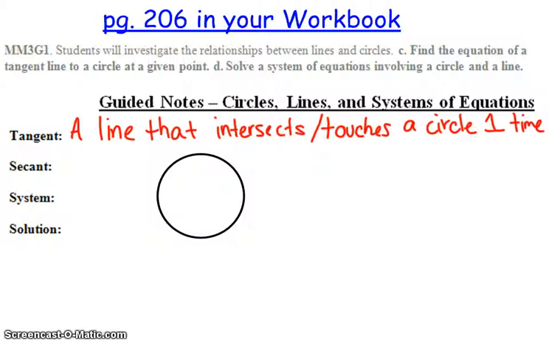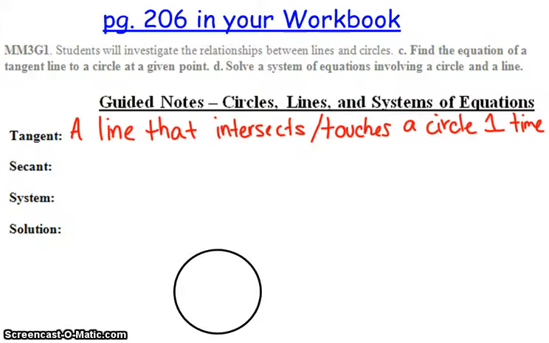So here's our circle, right here. And here is our line. And if you look, there is going to be our point, or our point of tangency. And there's only one of them. That's how we know it is a tangent line. So let me erase that, and I'm going to move it out of the way, and we're going to talk about secant lines next.